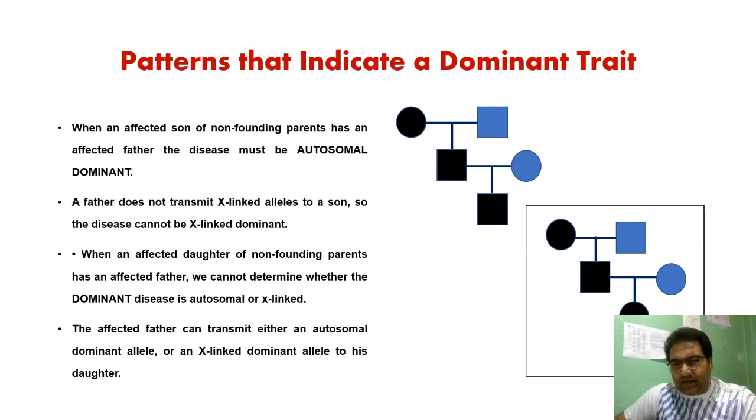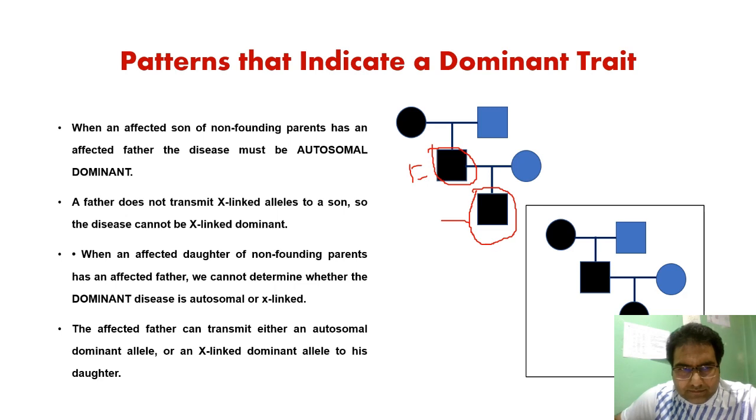Now we have two examples here, two pedigree charts, which indicate a dominant trait. In the first picture, we are seeing that the son of the non-founding parents has an affected father. That means this son has an affected father, so the disease must be autosomal.